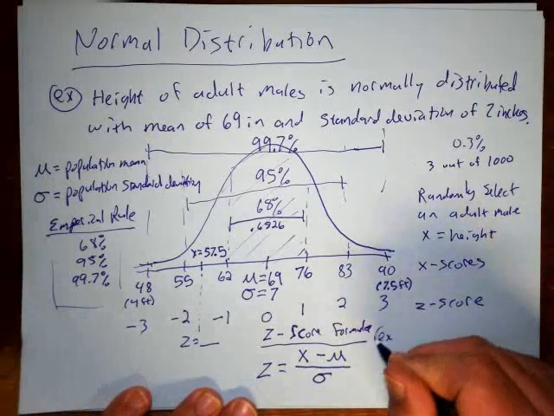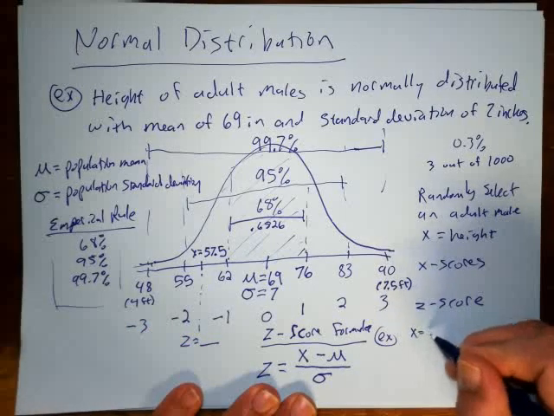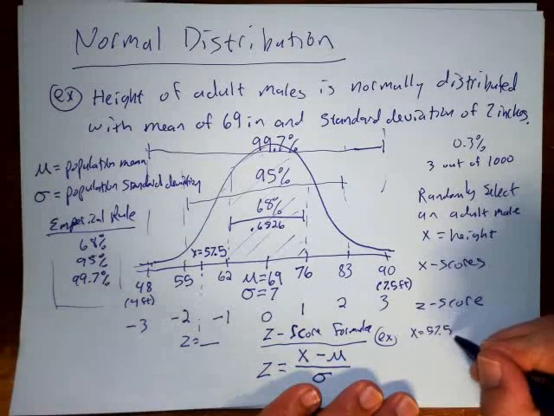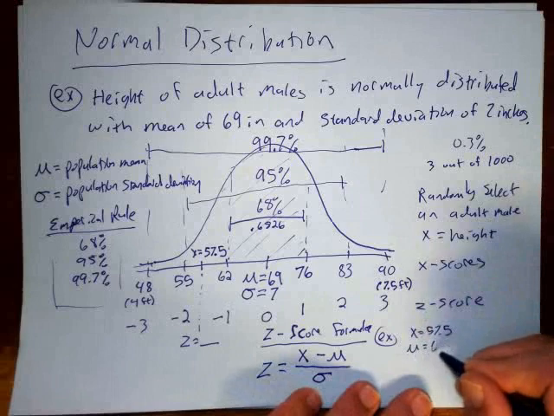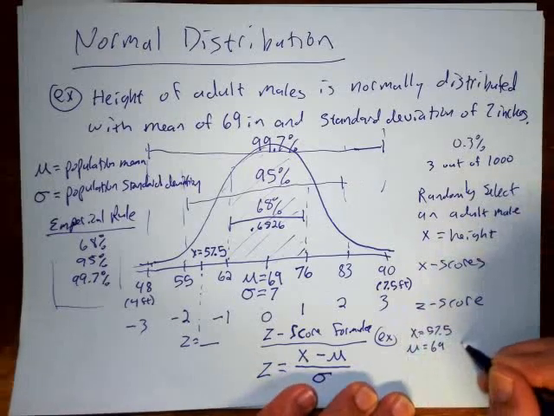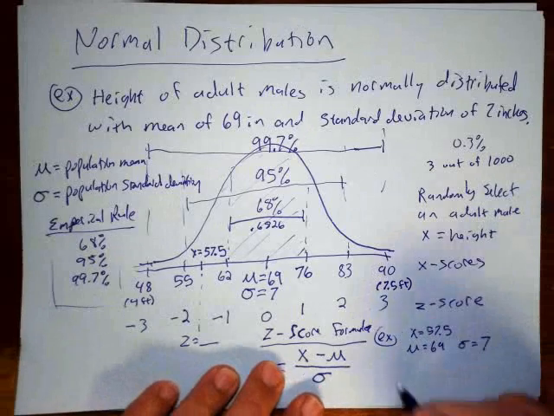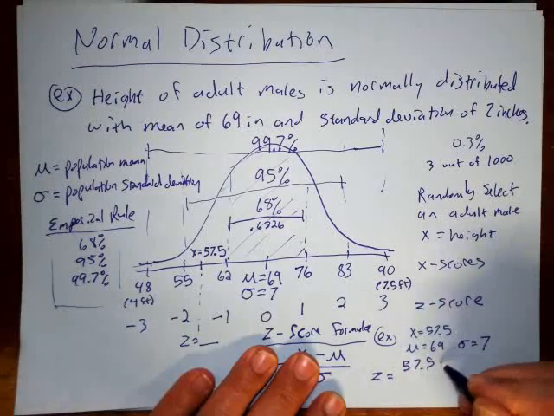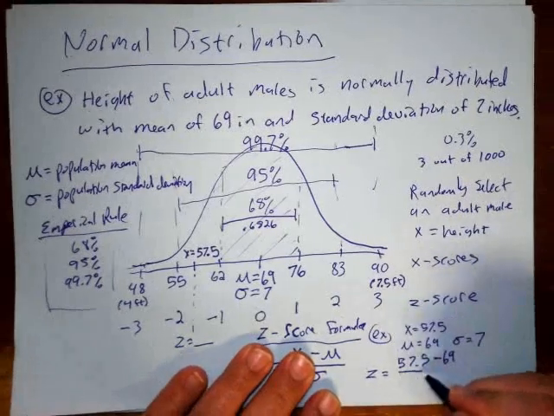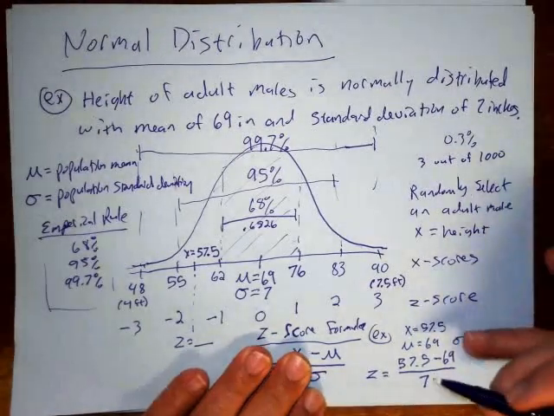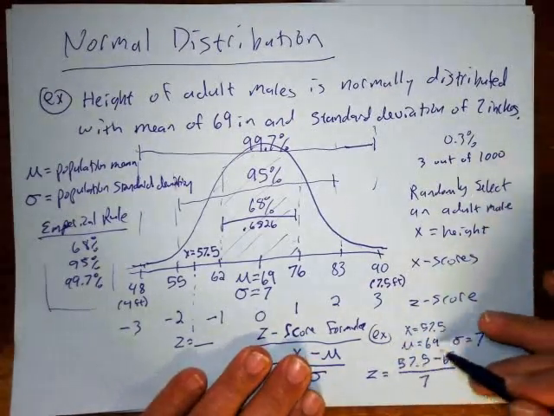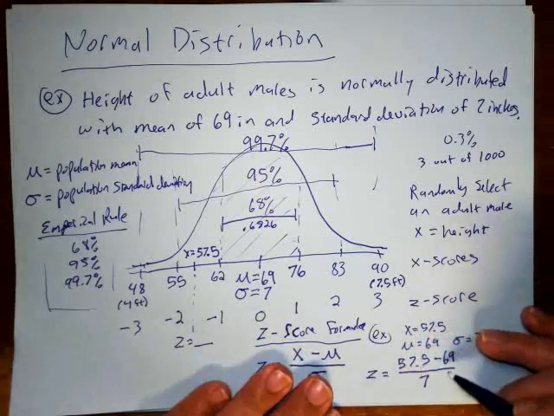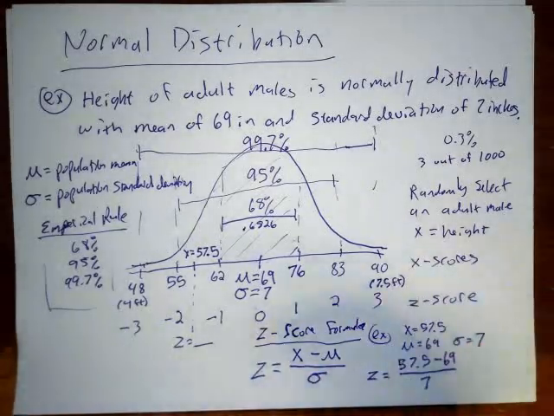So let me do the example I have here. So my x is 57.5. My mean is 69, and my standard deviation is 7. So the z-score will be 57.5 minus 69 divided by 7. And you always have the x-score first. Even if this is less than the mean, you're going to put it first, because that's actually how you're going to get a negative z-score. Okay, when you subtract on the top, you'll get a negative number.